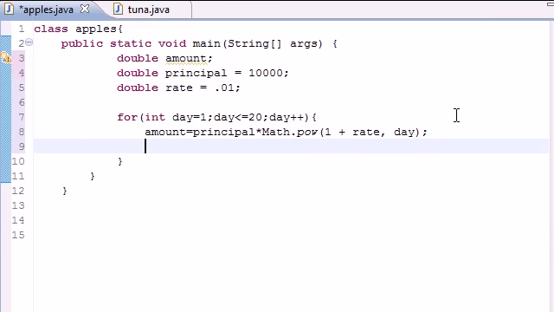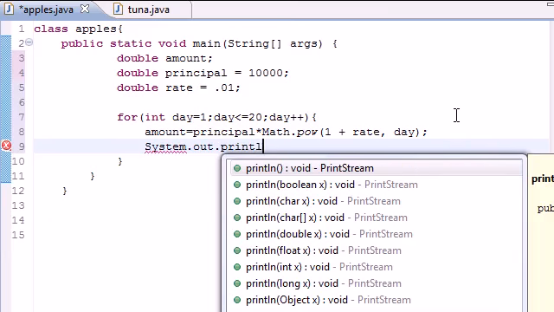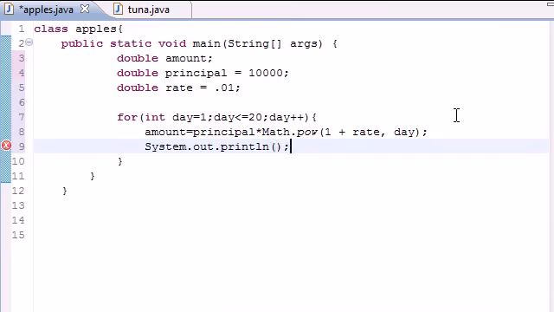So now all we have to do is print this out on the screen. System out print line, and let's go ahead and print year, actually day. Whenever you use compound interest, you usually use year, but no one really uses day unless you're looking at YouTube subscribers, so that's why I keep typing year. Plus, and add a couple spaces, amount. There you go. So let's go ahead and run this, and I'll show you guys what it does.